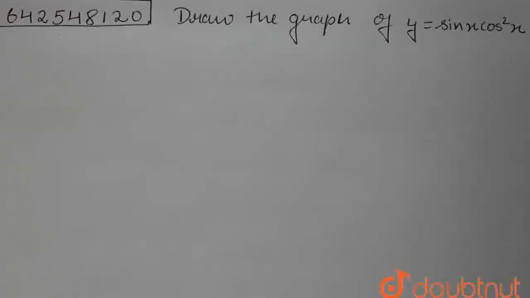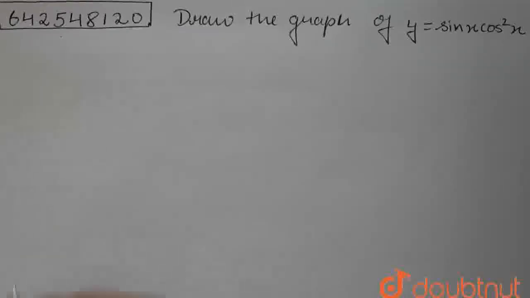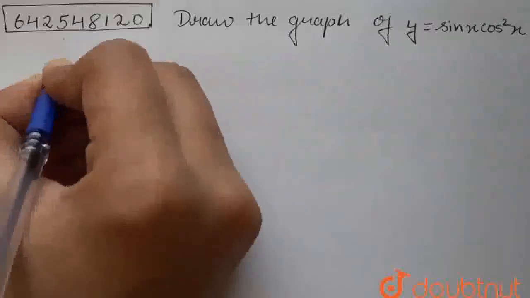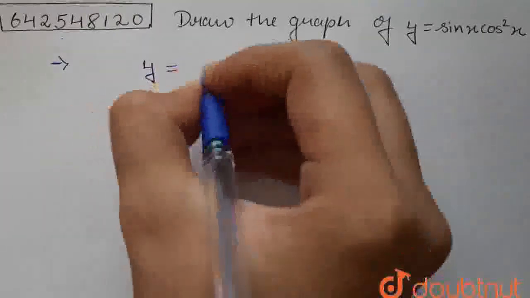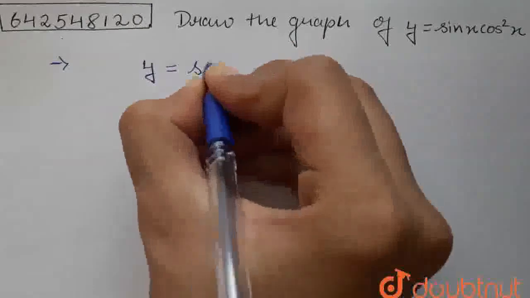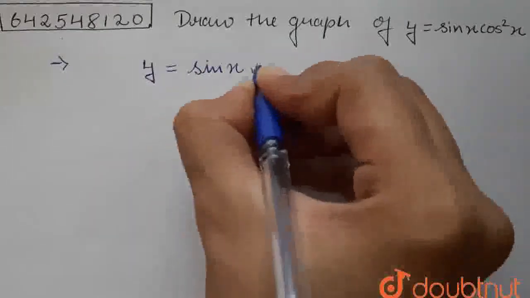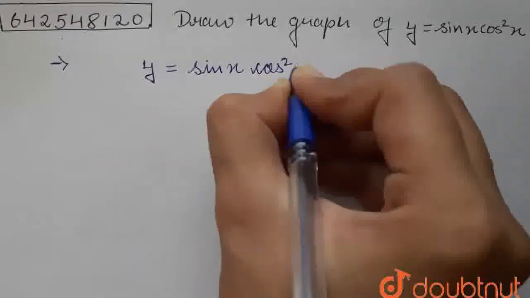Hello students, today's question is draw the graph of y is equal to sin x cos square x. Okay, so now let us begin with the solution. Here we are given that y equals sin x into cos square x.